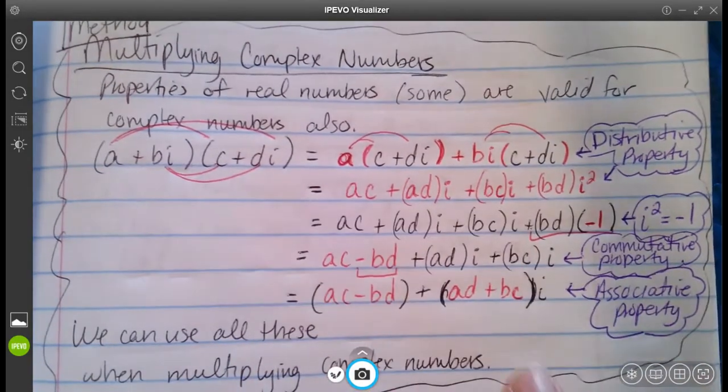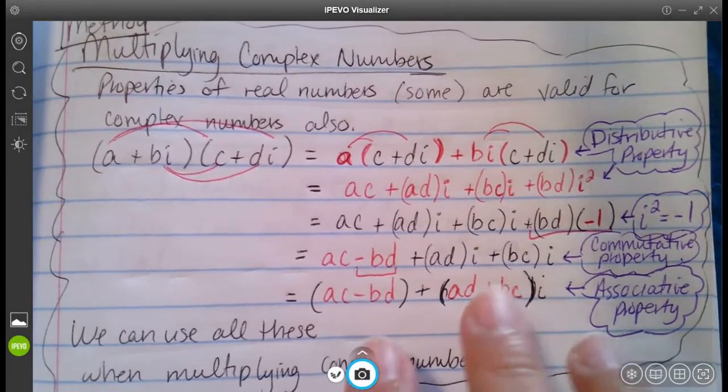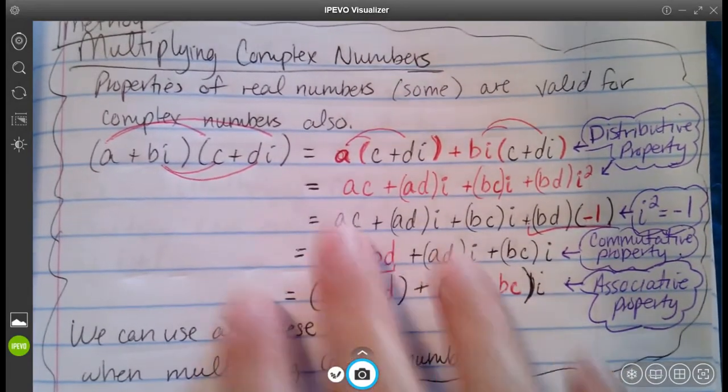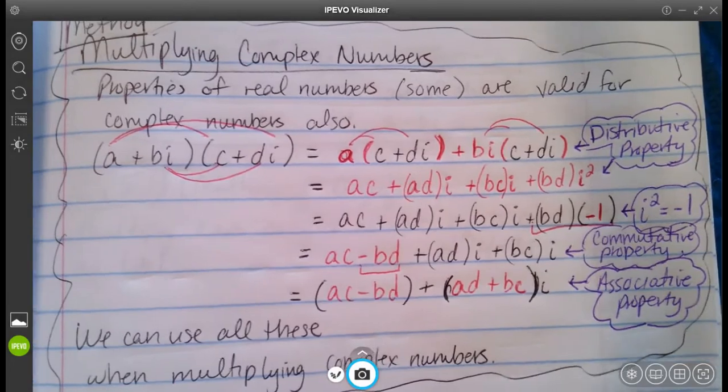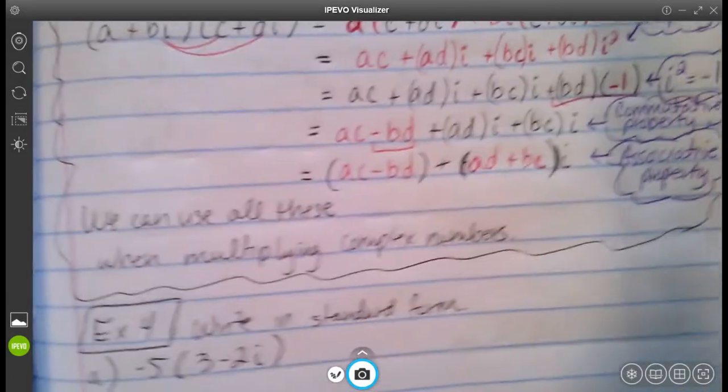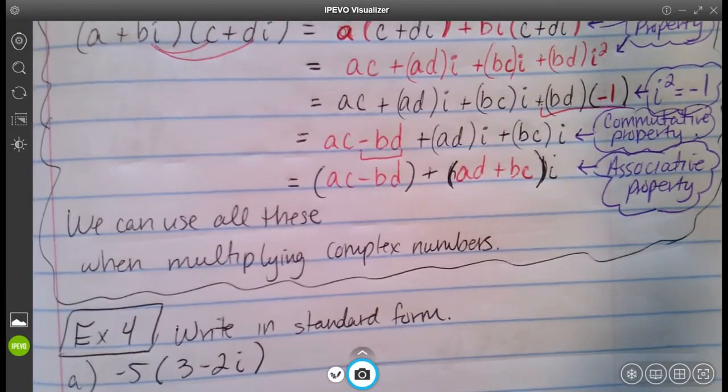So this is kind of the process. It seems like a lot of work, but it's actually just FOIL. Okay, it's FOIL, step by step here. So we can use all of these when we're multiplying complex numbers as well. So we're going to go ahead and do that in some other examples.